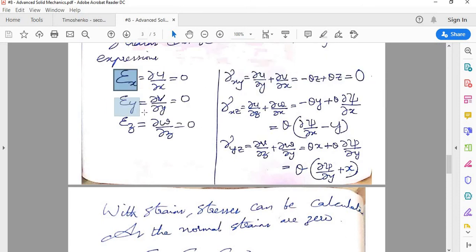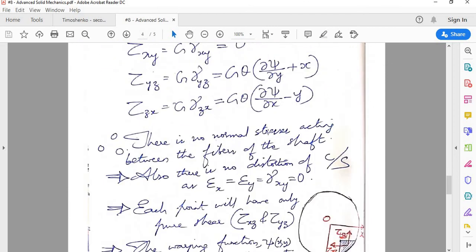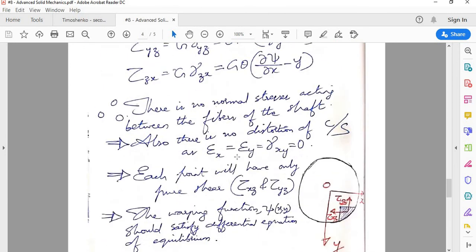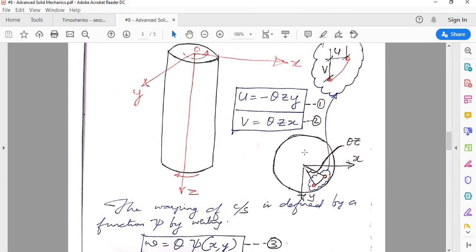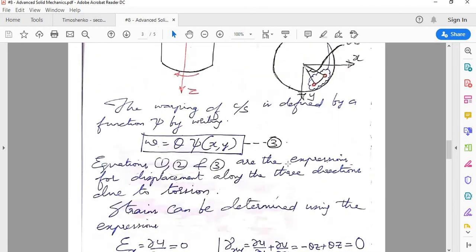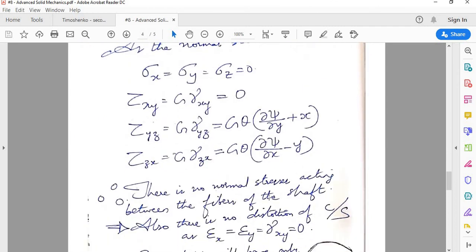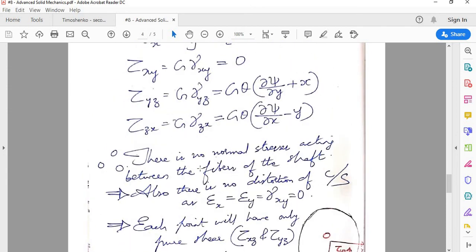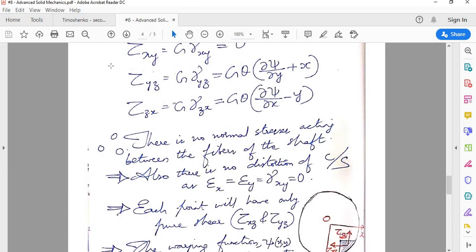Epsilon x, epsilon y and gamma xy are nothing but strains in the cross section, so it is strictly only a function of x and y. Within the cross section there are no strains. Of course the bar is twisting, there is no doubt about that, but strains means there should be change in length. Strictly speaking, that is not happening on an individual cross section. So the only non-zero terms are basically the shear stresses, tau yz and tau zx.